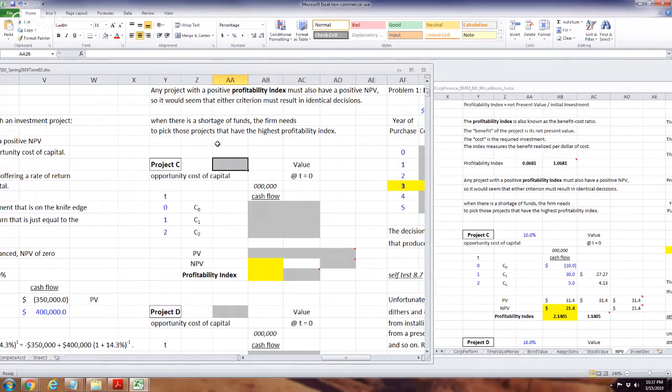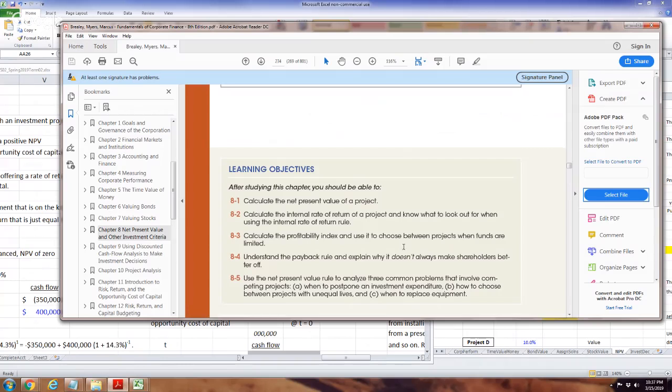So again, you're selecting a cost of capital of 10%. Looking at these projects, let's hit the rewind button a little bit. We're up to objectives 3 and 4: the profitability index, used to choose between different projects when the funds are limited. So calculate the profitability index, and when you have a certain amount of capital, understand the payback rule and explain why it doesn't always make shareholders better off.